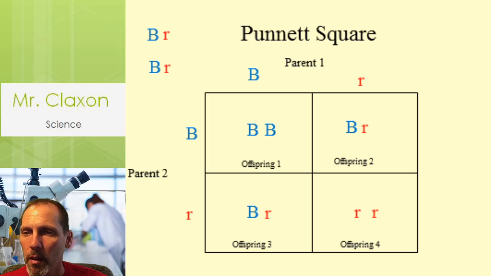So now, from two blue flowers, can you get a red flower? Yeah, you can. And that would be in this box here. You get two of the recessive red, and that ends up being a red flower. The others, all three, would be blue. So this would be a 3-to-1 ratio, or you could say 75% are blue and 25% are red.